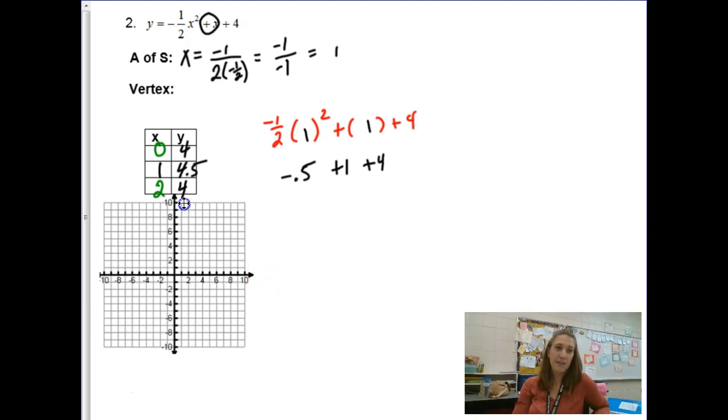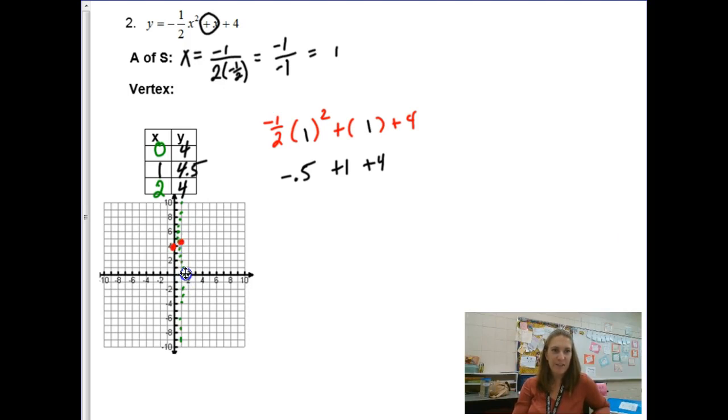The other thing I'd like to do is mark the axis of symmetry with a highlighter. Okay, or not. That didn't work. I kind of got off the line there. There we go. And we're plotting 0, 4 and 1, 4.5.